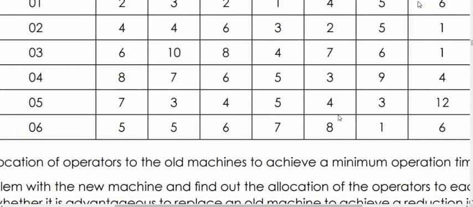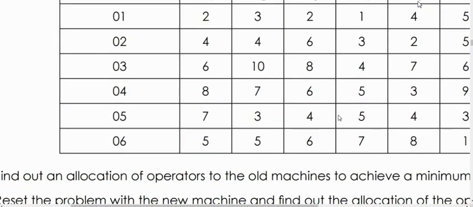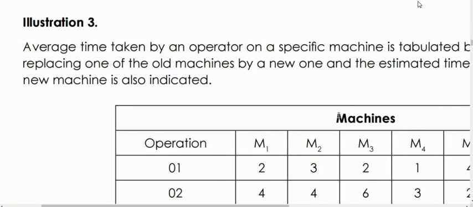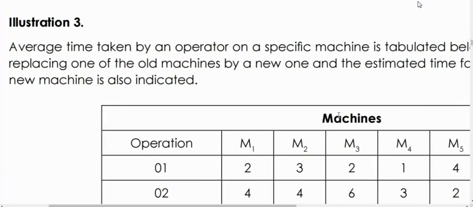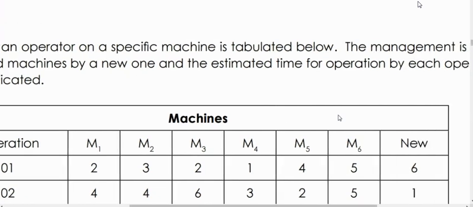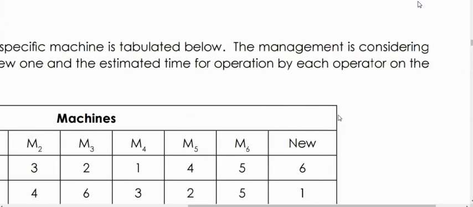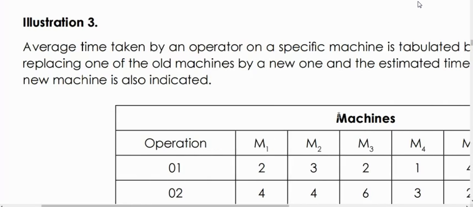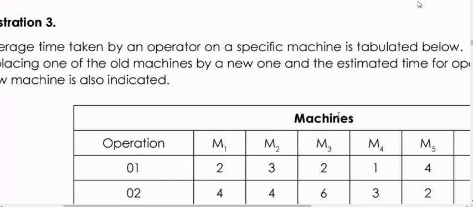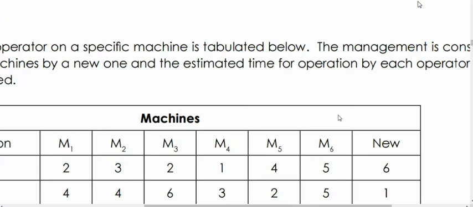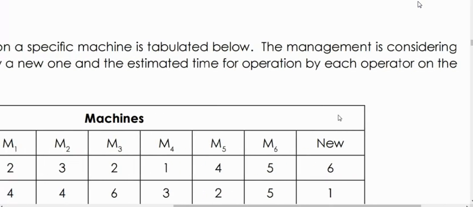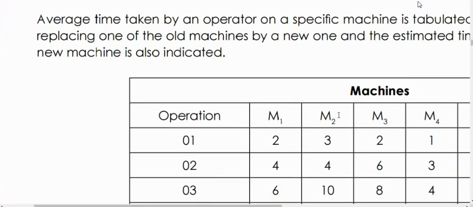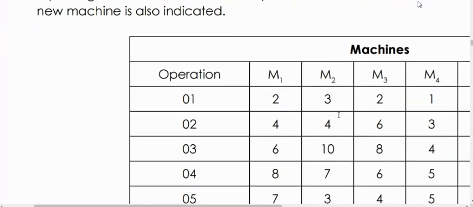Now see guys, what is there in the third illustration? In the third illustration, what is given is the average time taken by an operator on a specific machine, tabulated below. The management is considering replacing one of the old machines by a new one, and the estimated time for operation by each operator on the new machine is also indicated. So what is now asked from you?